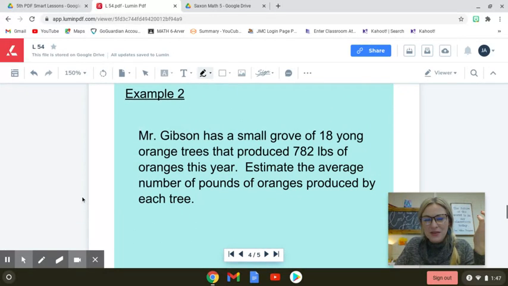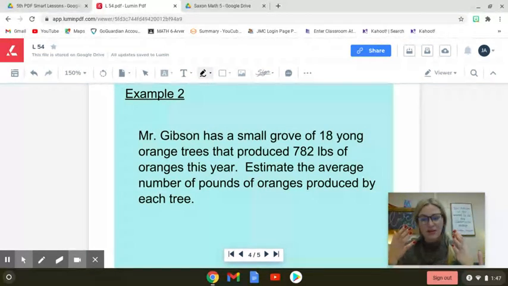Example number 2. This is an example of where we're going to use compatible numbers to estimate. If we don't need an exact answer, estimating is a really fast way to do it. It's a way for us to incorporate mental math. I miss doing that with you here in the classroom. I think mental math is really important for exercising your brain. So here's an example of how to use compatible numbers to estimate, to do some mental math.